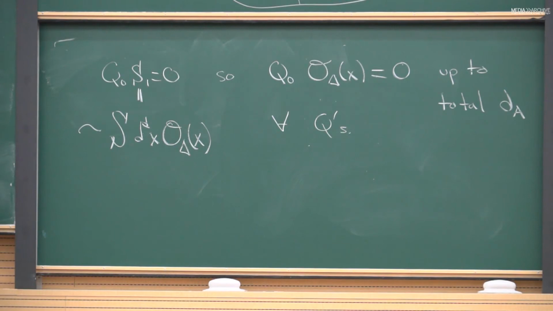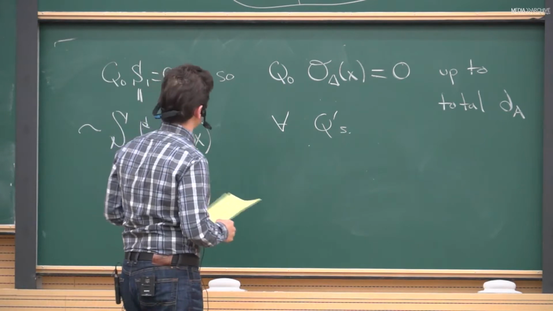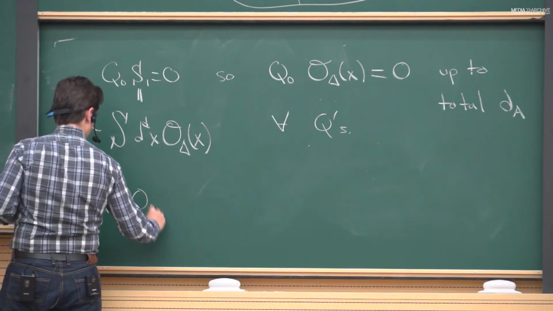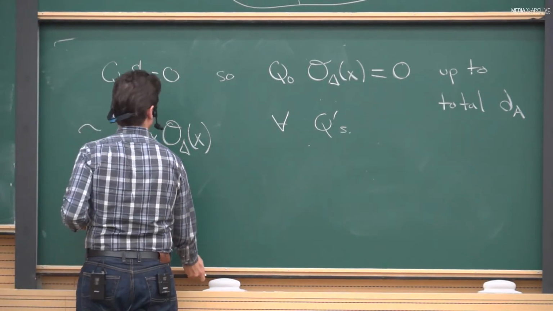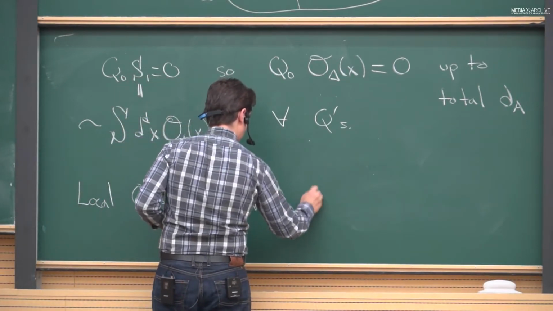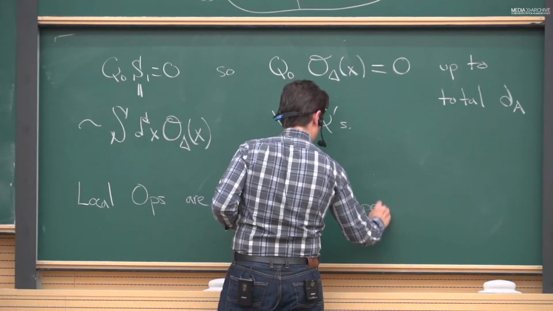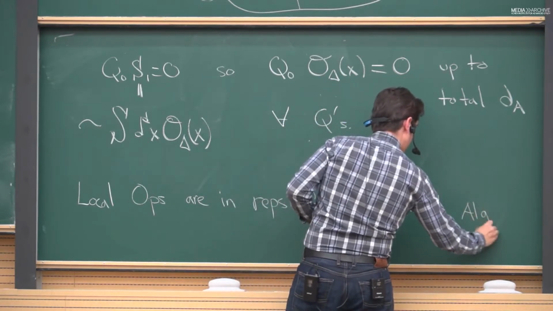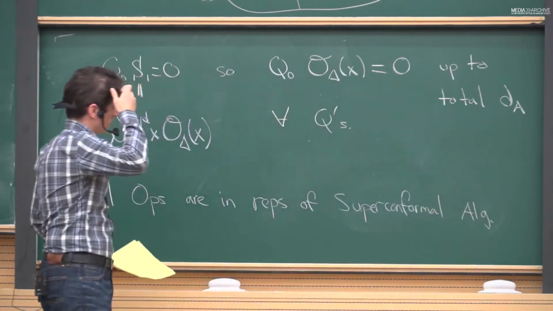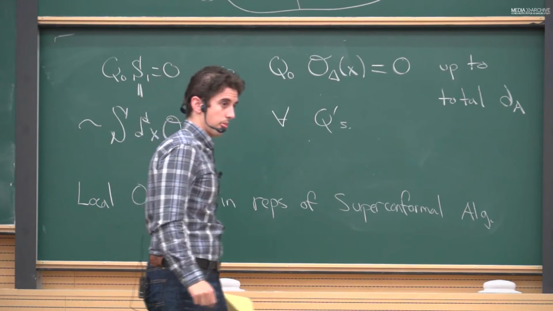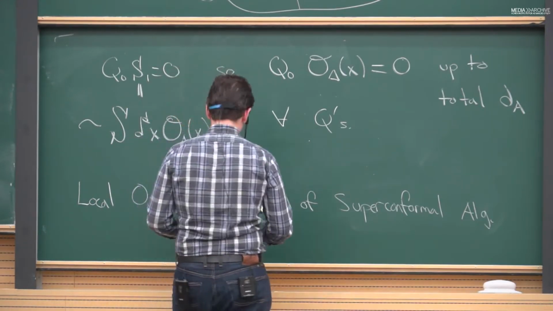Okay, well, we can classify that. The reason we can classify it is because in superconformal field theories, local operators are in representations of the superconformal algebra. Since they're in representations, and these representations have, in particular, all been worked out, we can just look at the list and see what's possible. So now let's do that.